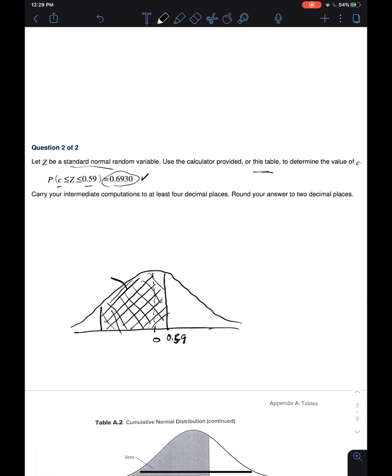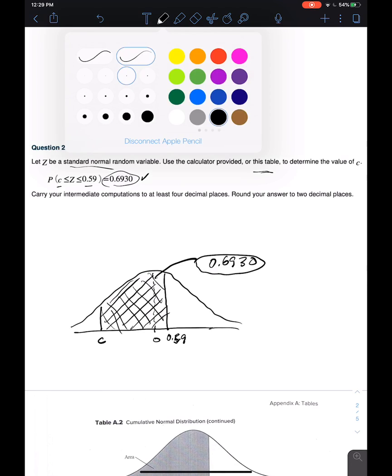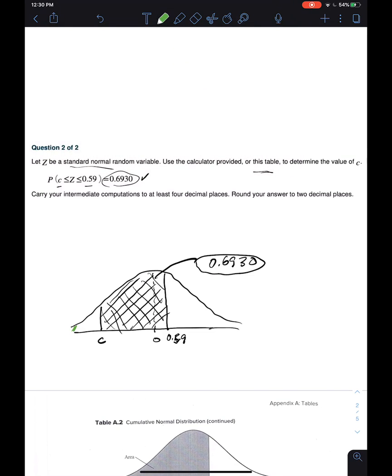Now this area, remember, is 0.6930, and that's that shaded area. Let me put that area over here for space purposes. Okay, well, once again, I am looking for this C value right here. You kind of see some repetition here. If I can get the area of this green little tail, then I could look backwards on that Z table to get the answer.